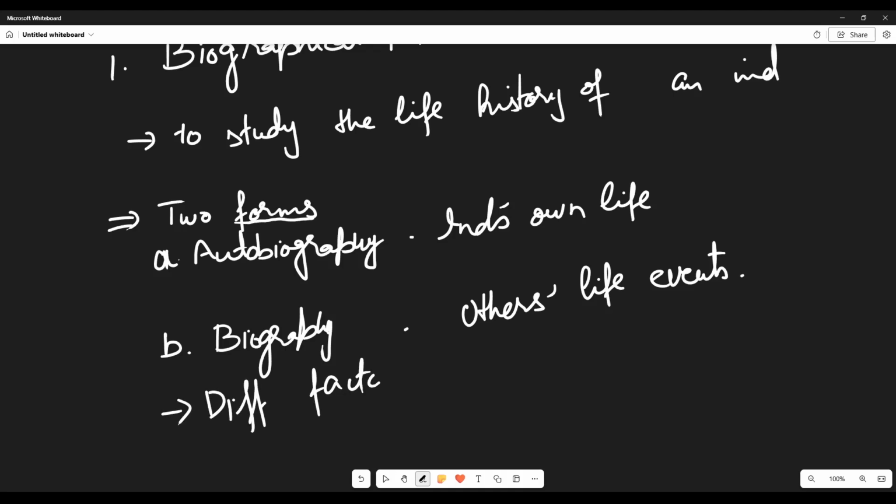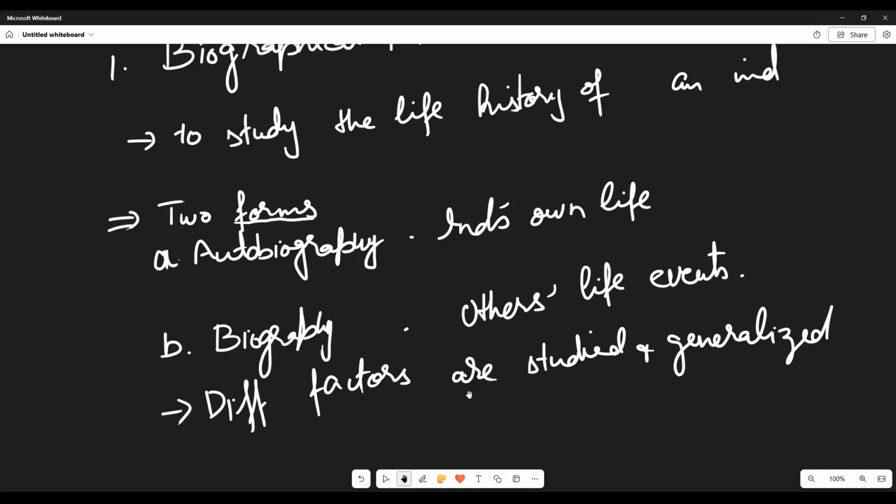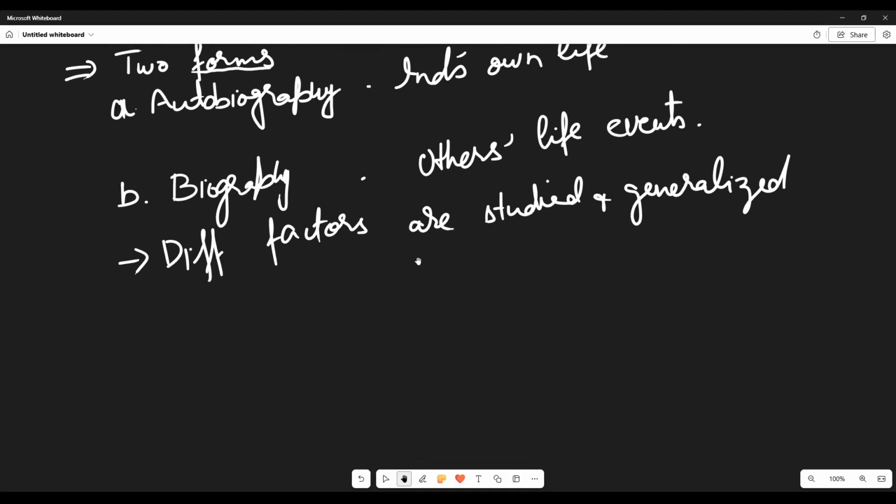So these different factors are studied and then generalized. Famous psychologist E.L. Thorndike used this method to analyze the personalities of 90 famous individuals and classify different personality traits on the basis of their life histories. Scientifically, this method lacks authenticity, but if this method is used in an impartial and neutral way without personal biases, it can provide practical benefits.